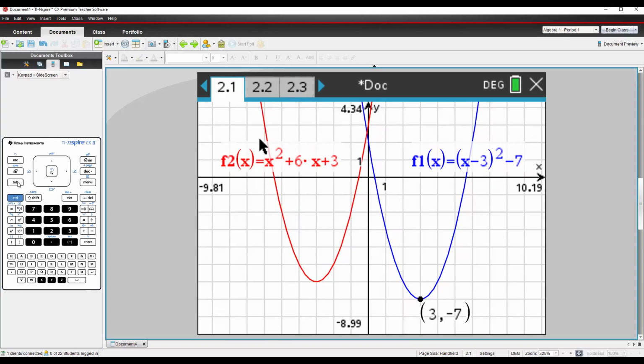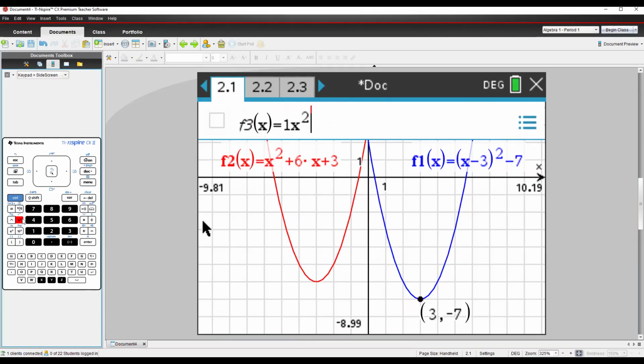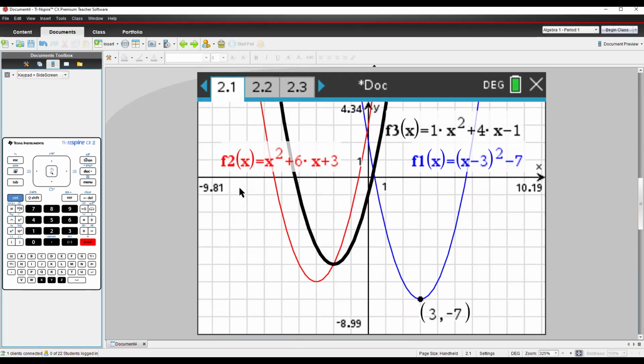I'm going to try to enter it. Come on, you guys. All right, here we go. I'm putting in the function: 1x squared plus 4x minus 1. Press enter, and you can see here it is, the black one. Now you can see it's not lower than this one. So this is the winner.